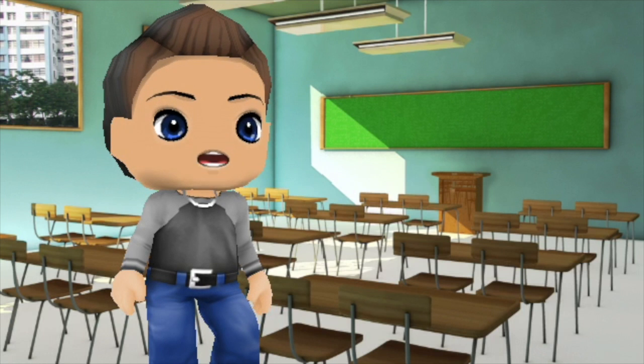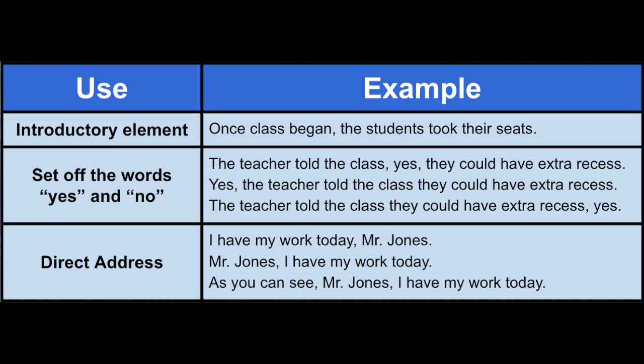These are 3 different ways we used a comma today. First, to separate an introductory element from the rest of the sentence. Second, to set off the words yes or no. And third, to show that you're directly addressing someone.